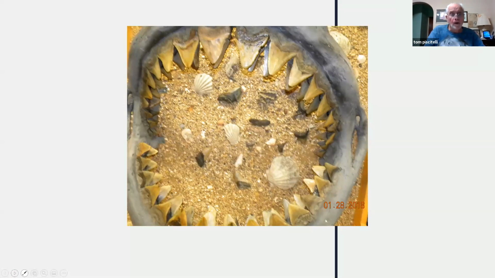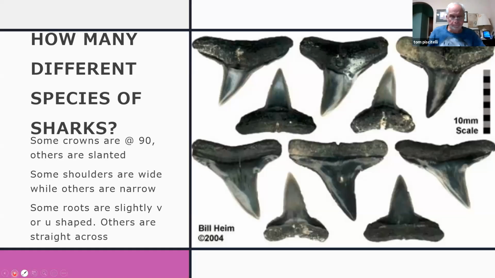The teeth are real fossil Megalodon teeth. They are correctly shown with their labial display side facing the viewer. These teeth were found as isolated specimens. Next, please.